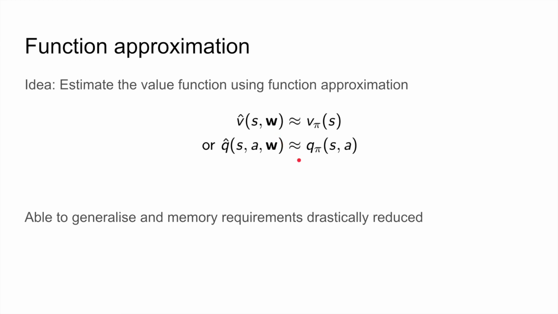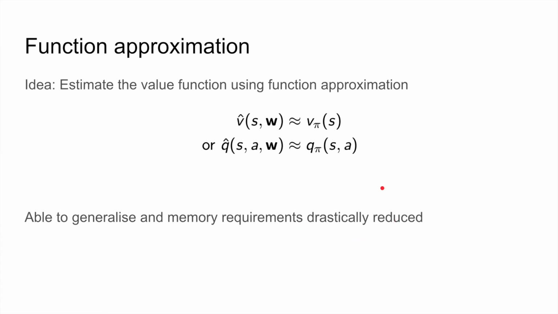Similarly, if you want to approximate your state action value function qpi, you could have a function which has inputs state and action, and which is also parameterized by some weights w. And this has two main advantages. Firstly, it's able to generalize, because if your states are close to each other, and it's a continuous function, you could expect the values of this function to also be close to each other. And secondly, the memory requirements are now drastically reduced.